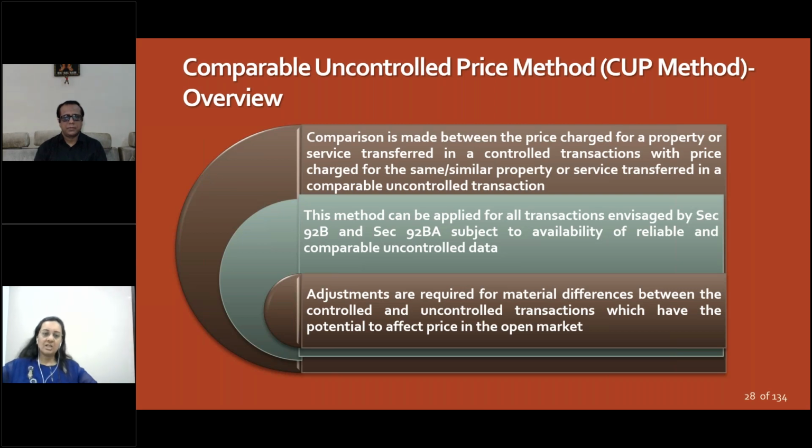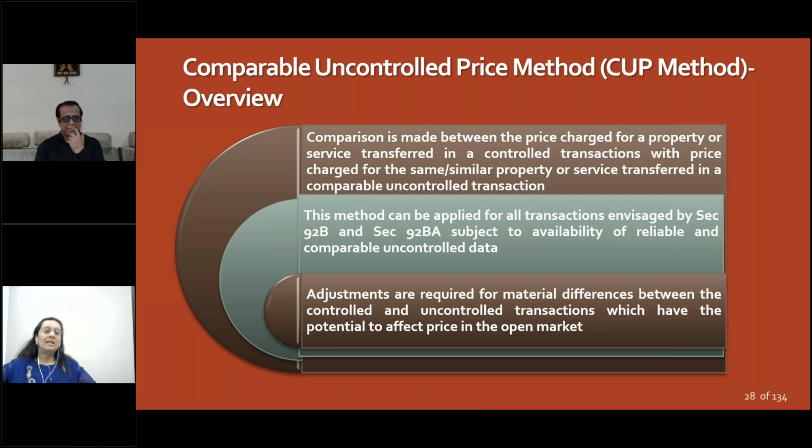And adjustments also, some are subjective and some are mathematical. So mathematical adjustments can be very easily made, like CIF, FOB, credit period, etc. But quality, like in one of my seminars, somebody asked me that my company bought paint from China and bought paint from Italy, and the paint from China was half the price of paint from Italy, and we applied the CUP method, and the TPO rejected it.